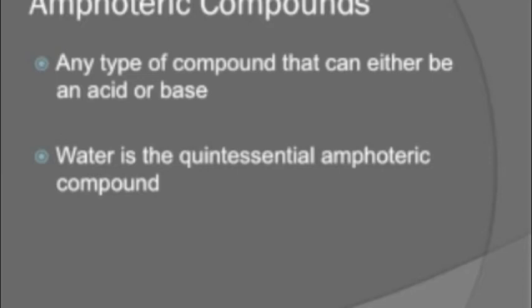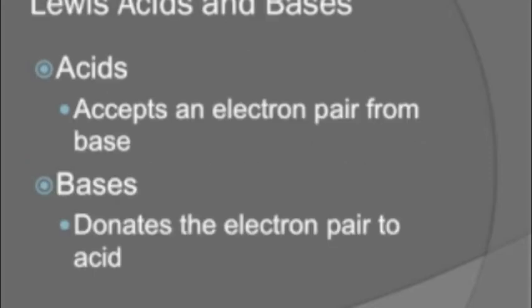Next is amphoteric compounds. This type of compound is any compound that is either an acid or a base or has the potential to be one. Water is the quintessential amphoteric compound. Next is the Lewis theory of acids and bases. Based on this theory, acids accept an electron pair from a base, while the bases donate the electron pair to the acid that is accepting it.